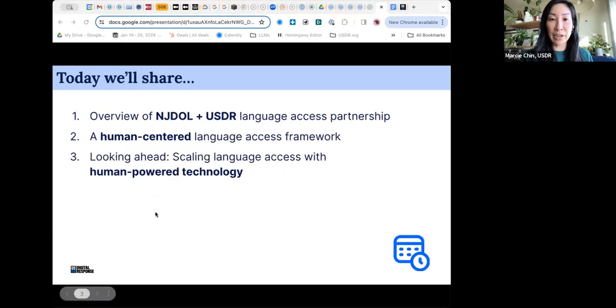And so today we'll share a brief overview of a project that we worked on with the New Jersey Department of Labor last year. We'll also share some insights and best practices around our human-centered language access framework. And then we'll close out by sharing some of our plans for how we plan to scale this human-centered approach. So we'll talk a little bit about the technology. I saw there was a question in the chat related to that.